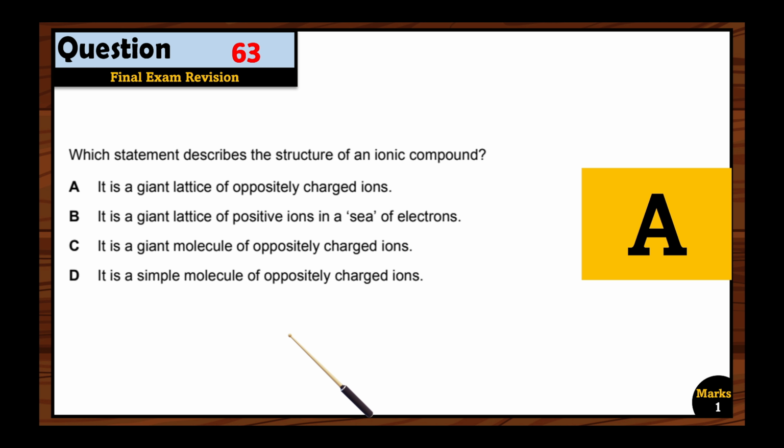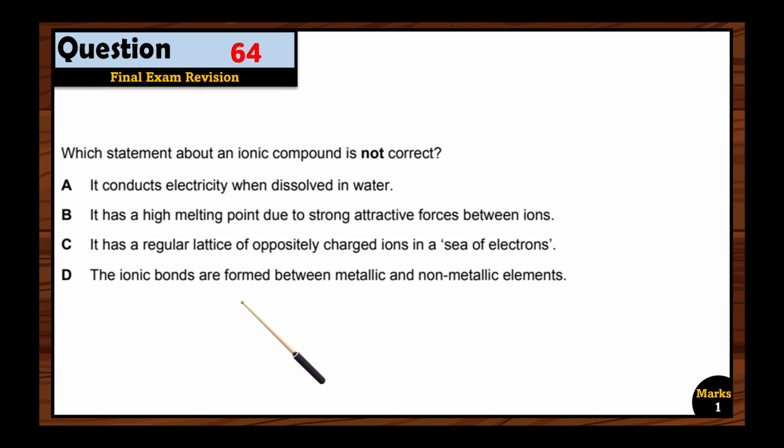No need to look for the other options, but if you want to see, it's a giant lattice of positive ions in a sea of electrons. No, that's wrong. It's actually for the metals. Giant molecule of oppositely charged ions. No, the word molecule we usually use for the covalent molecules. Then it is a simple molecule. Of course not. It's not a simple molecule. So option A was right.